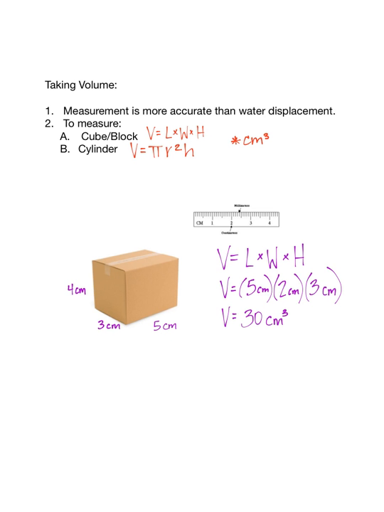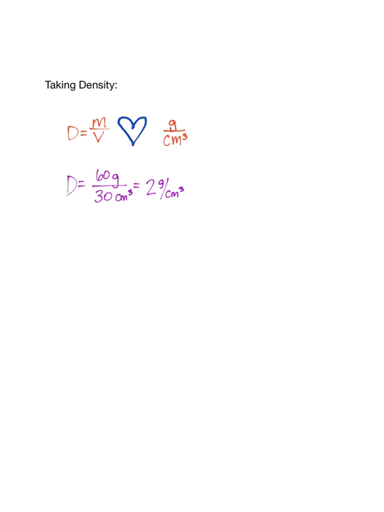Just like down here with the box, I have pretend measured this box to be 5 centimeters in length, 3 centimeters in width, and 4 centimeters in height. So I can plug that in. Since this is a box, I would use length times width times height, which would be 5 centimeters times 2 centimeters times 3 centimeters, and that equals 30 centimeters cubed. That would be my volume for this box.